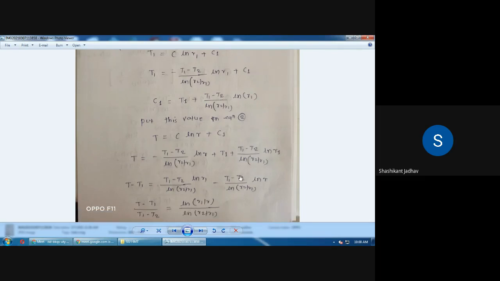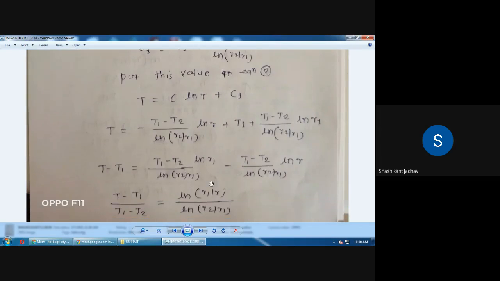Temperature at any point for the cylinder. Then we have to take this T1 on the left hand side. So T minus T1 is equal to what? This positive term is there and this is a negative term. We have to take the positive term on the left hand side and the negative term on the right hand side. So from that we write the equation: T minus T1 is equal to T1 minus T2 divided by ln of R2 by R1, into ln of R1.